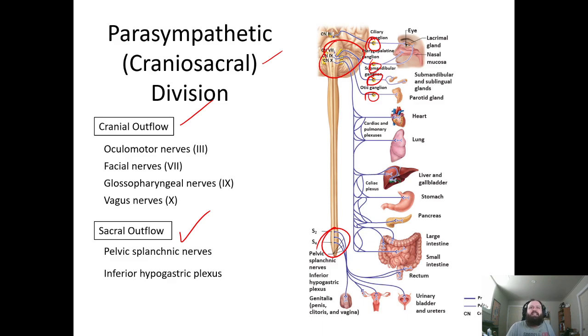Then we consider the sacral outflow. It's broken up into the pelvic splanchnic nerves and the inferior hypogastric plexus. These are responsible for regulating the rectum, the urinary bladder and ureters, as well as the genitalia.